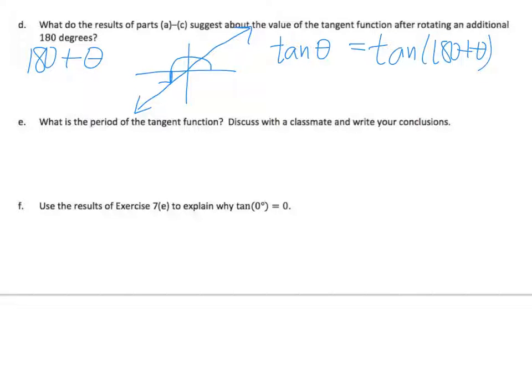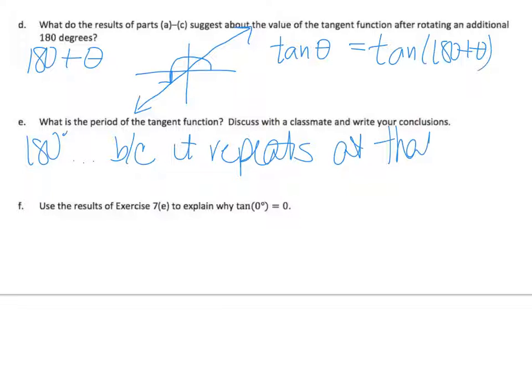It doesn't change. What is the period of the tangent function? 180 degrees, because it goes back to the beginning. Remember, a periodic function is repeatable. It goes so far and then it repeats itself again. For tangent, our period is 180 degrees because it repeats at that degree, whereas sine and cosine were 360 degrees.